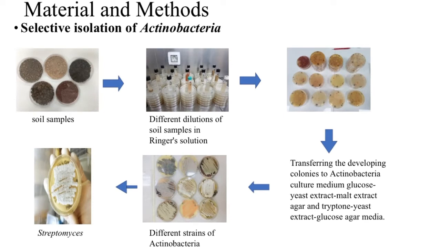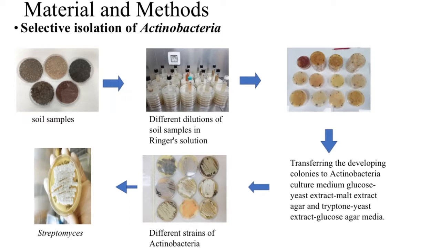Materials and methods: selective isolation of the actinobacteria. Soil samples were collected from 5 different cities in Turkey and Iraq. 1 gram of soil was taken in 9 ml of Ringer solution. The soil suspensions were treated, and then 0.1 ml of each suspension was spread over actinobacteria isolation agar for 3 weeks.